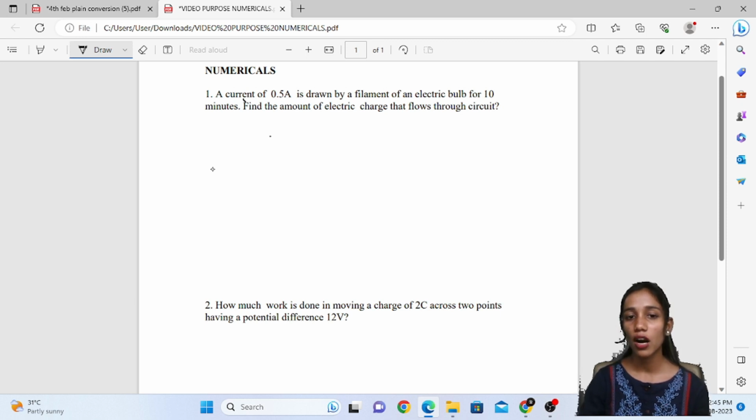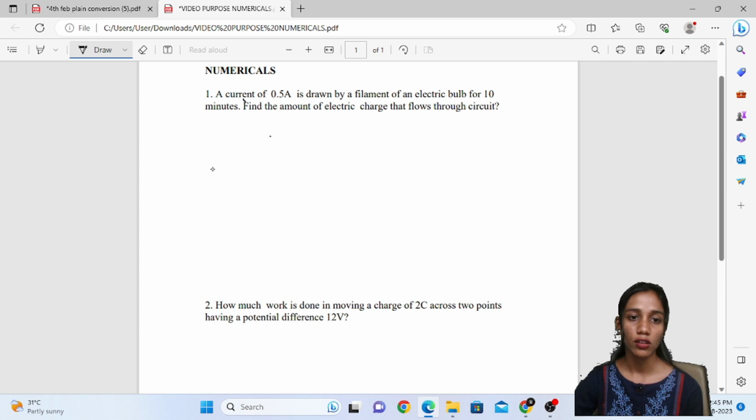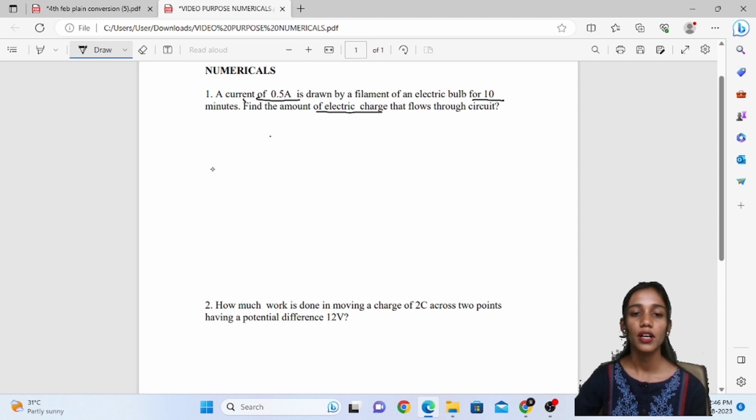Find out the amount of electric charge that flows through the circuit. Whenever a problem is given, we need to first see what is given, which quantities are already given in the question and which quantities we need to find out. Over here, the current is already given, and also the time is given as 10 minutes. We need to find out the amount of electric charge.